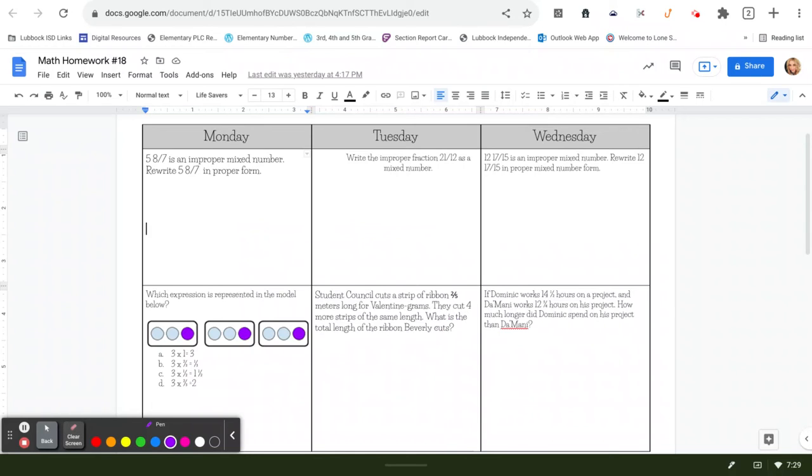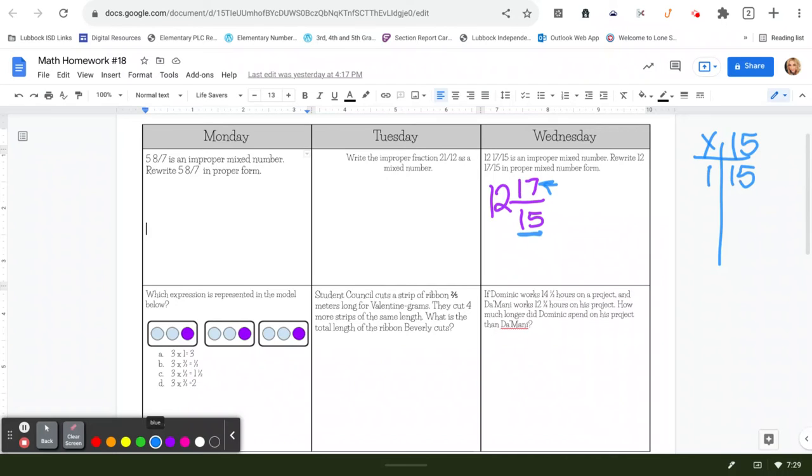Next, it says 12 and 17/15 is an improper mixed number. Rewrite 12 and 17/15 in proper mixed number form. So we need $15. The bank has $17. How many times can we get our money? If you don't know that, write out your 15s.